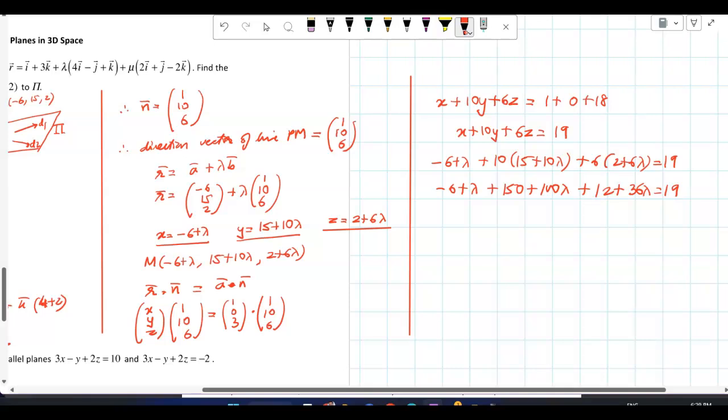So that is equal to how much? 156, correct? 156 plus 137 lambda. Wow, 113 lambda? How? Because it's 100 lambda plus lambda plus 36 lambda. 6 6s are 36.